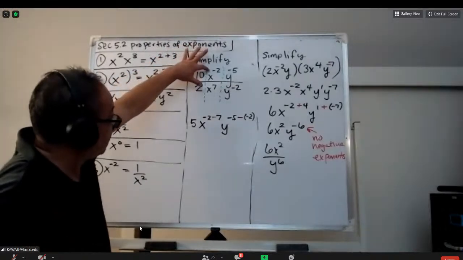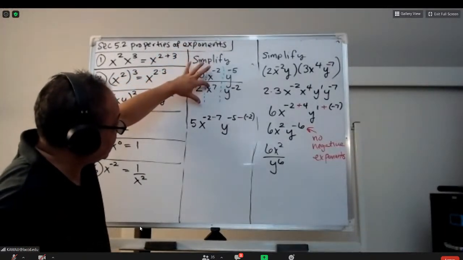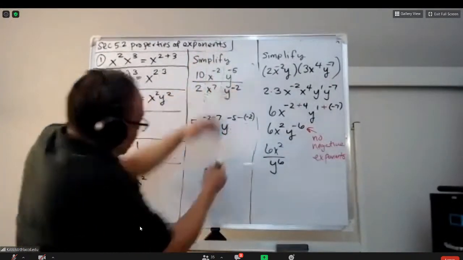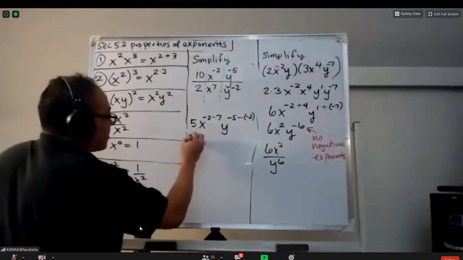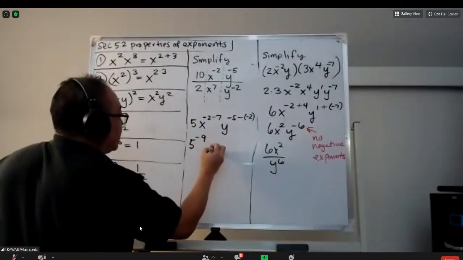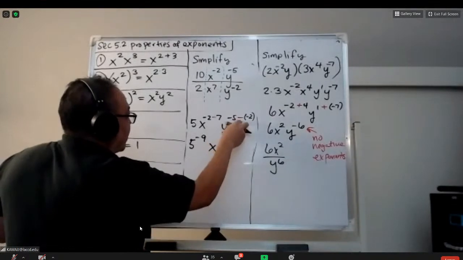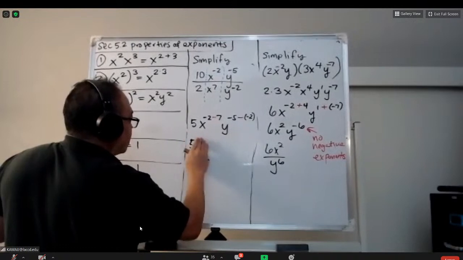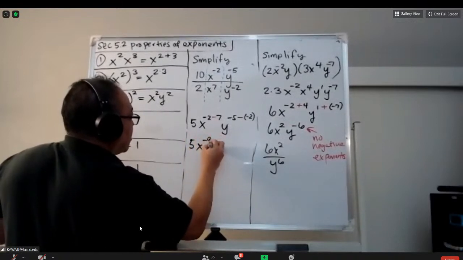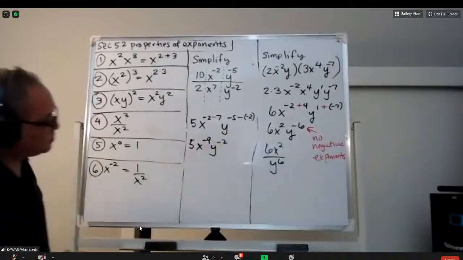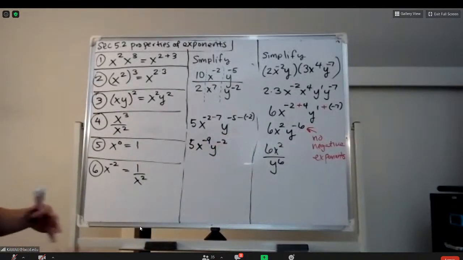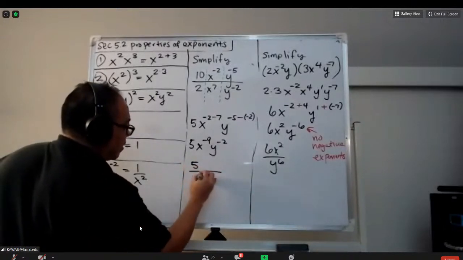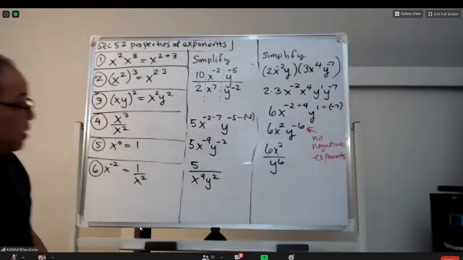You're doing the top number minus the bottom number. Okay. Top number minus the bottom number. And then this becomes 5 to the minus 9. X to the, right, minus becomes a plus. Oops. X to the minus 9. Y to the minus 2, like that. And then we have to remember that we're not allowed to have negative exponents. Like that.